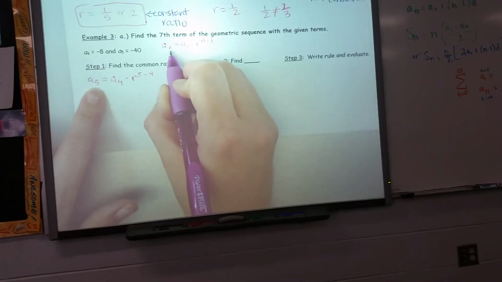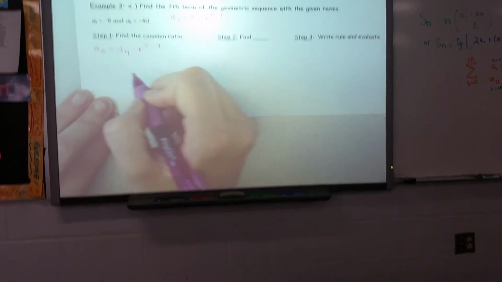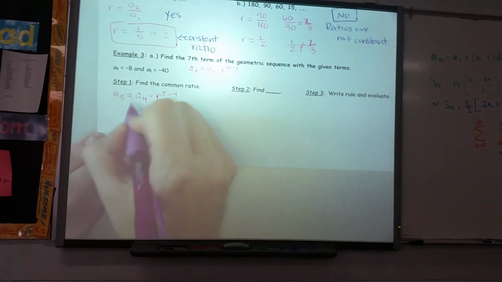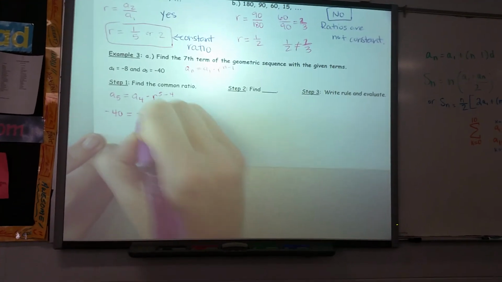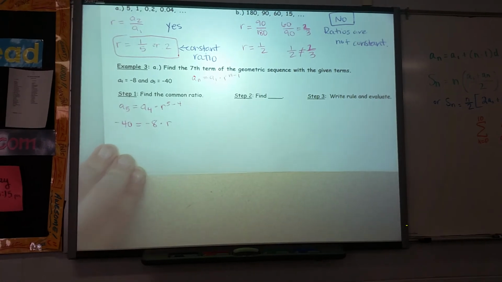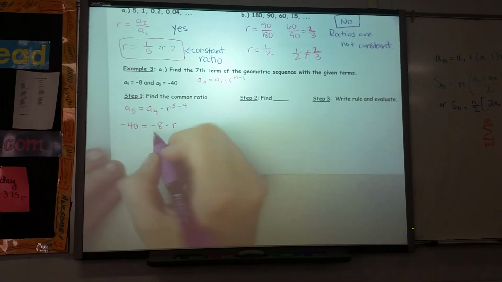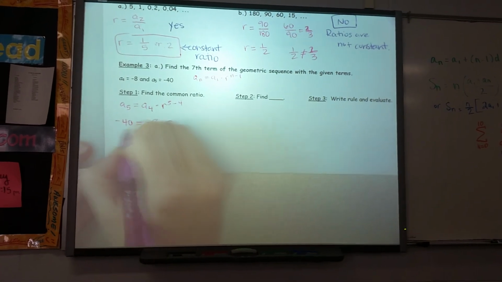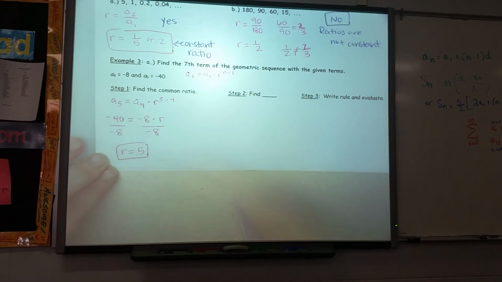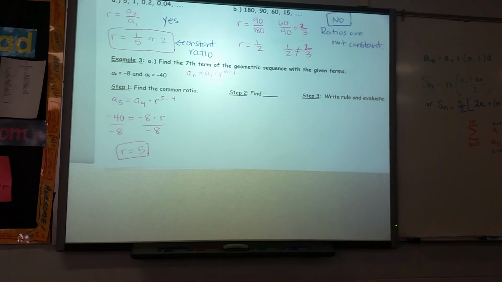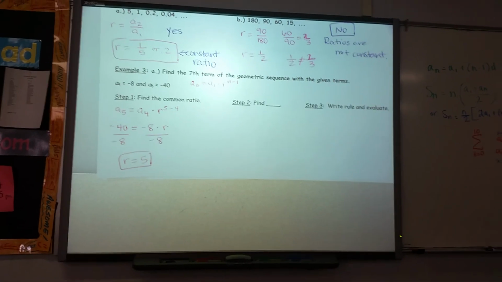Okay, so this is in the A_n spot, this is in the A_1 spot, and then I'm actually going to plug in the numbers as well. So negative 40 equals negative 8 times R to the, in this case, first power, so I can just do times R. So divide by negative 8. Okay, and your common ratio is going to be 5.